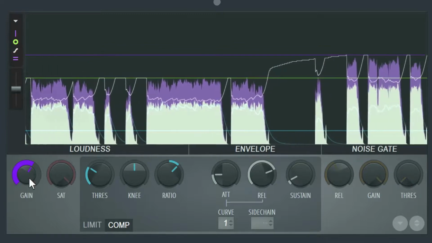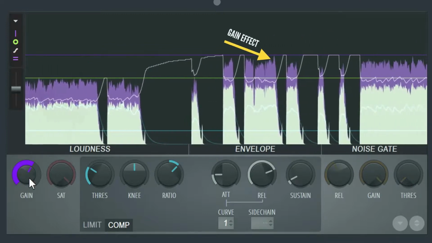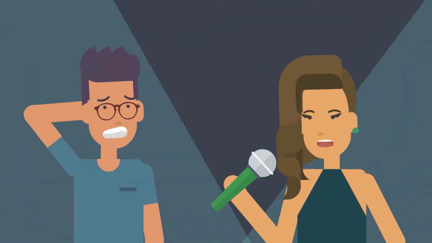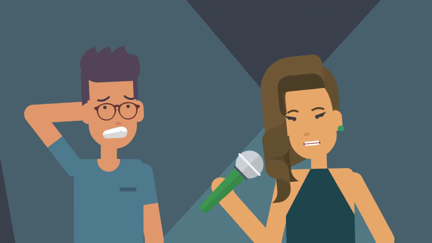Please note that compression does not always make sense. If you use it wrong, it can also make your sound worse. For example, compression can destroy the highlights of a vocal.